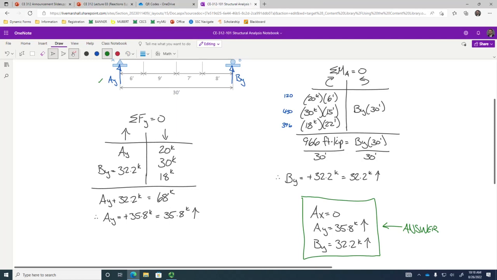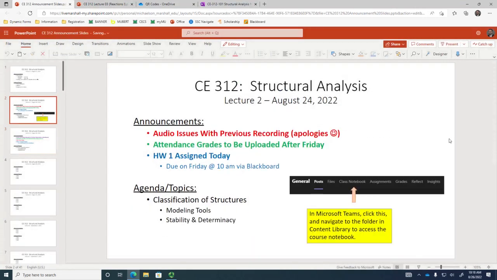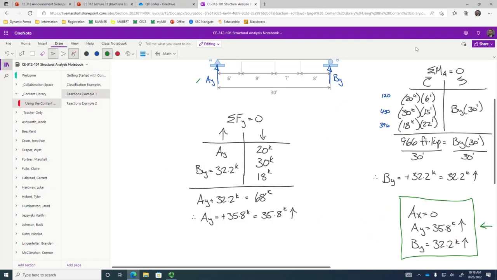Yes? This is kind of unrelated, but I cannot find where the structural analysis notebook is on the Teams. I don't know if I'm just confused. No, that's fine. So, actually, let me do this. If you go to the team, what you're going to do is under the class notebook, open the class notebook, and then when you open that, right here, under the tree, what you're looking for is content library, and it's in this folder right here.